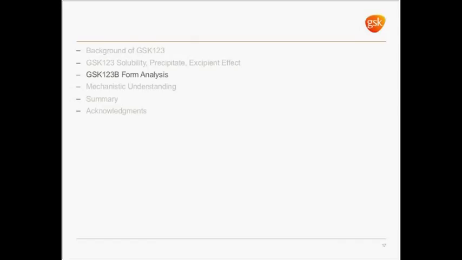For the next portion of this webinar, we'll look more closely at what has been done to better understand what might be behind the form change for this particular compound.